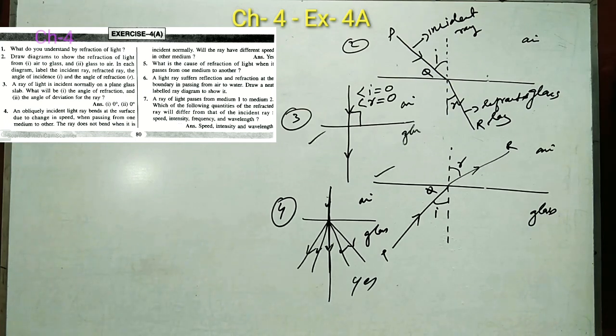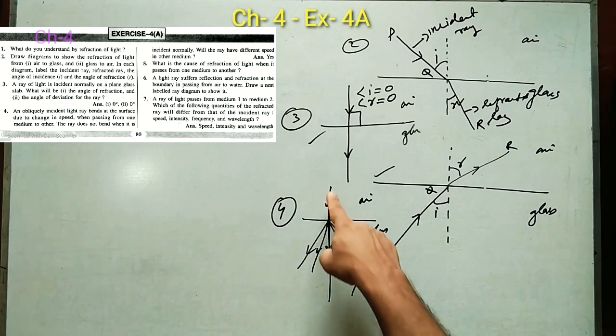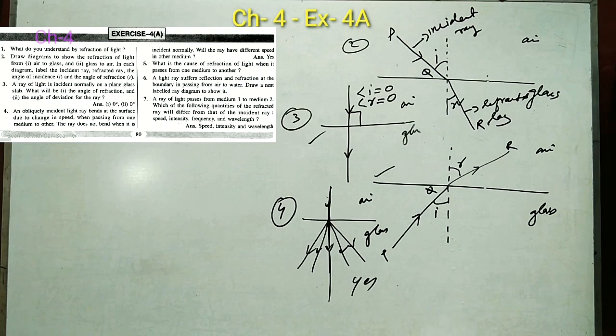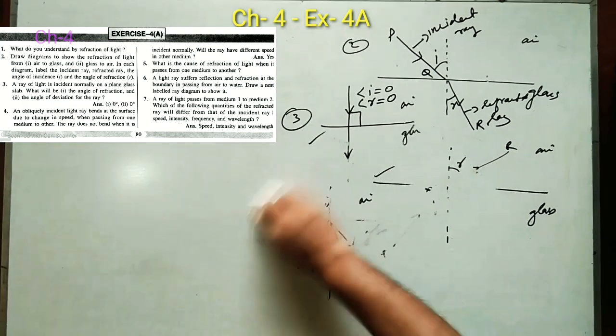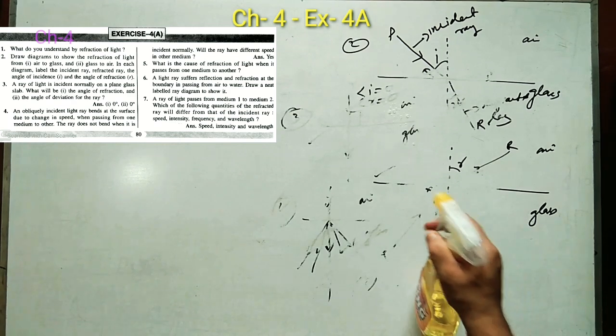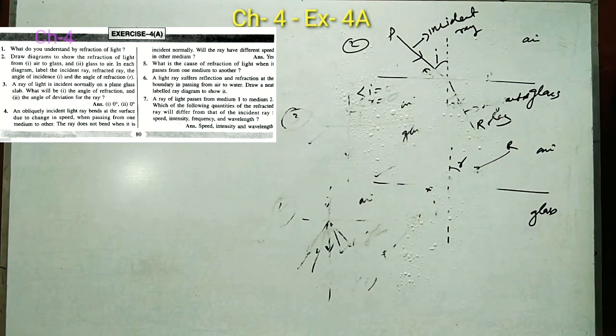Clear? Okay. So remember that even for normal incidence there is refraction. Refraction can be in any direction. We don't know the direction. So in order to avoid confusion, we consider a straight path of the light ray. Alright? Okay. Question number 4 is over.